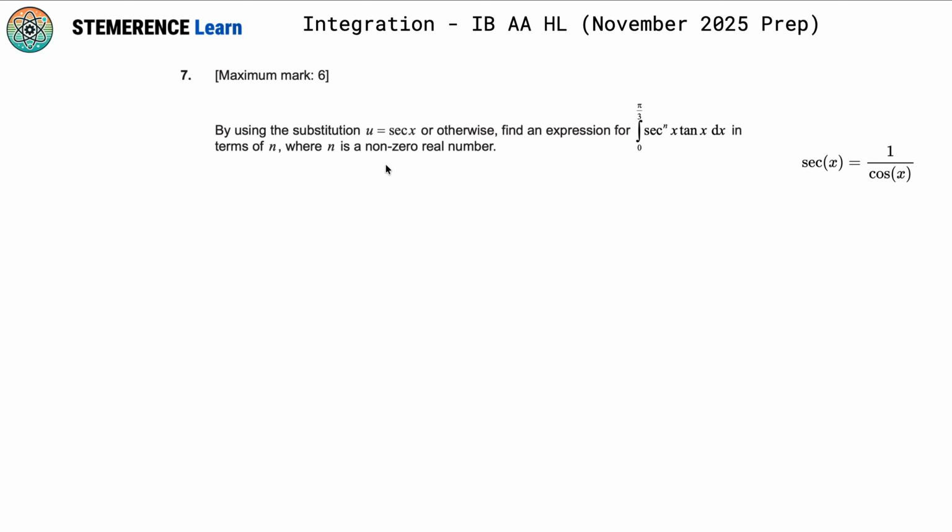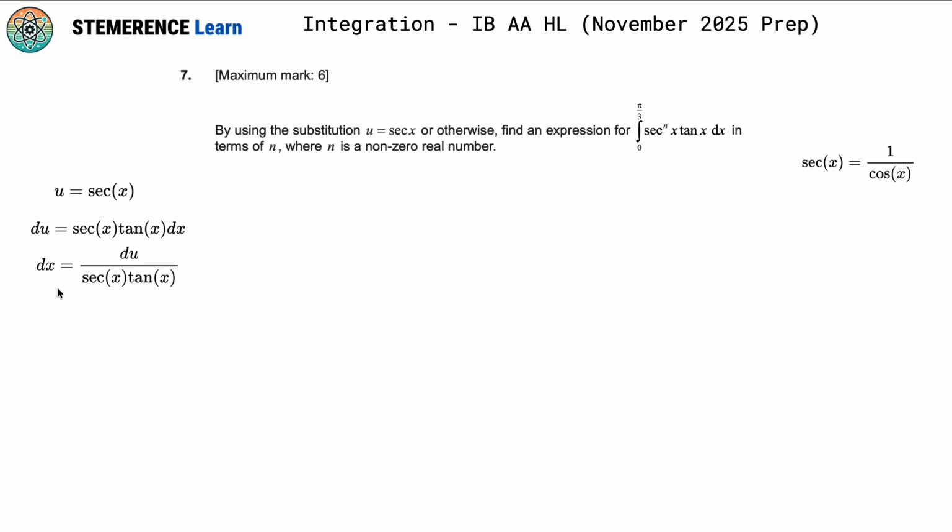The first step over here is to first differentiate both sides of this equation. So we get du equals secant of x times tan of x with respect to x over here, and then we can divide both sides by secant of x times tan of x to isolate the dx, with the goal basically trying to get this whole integral to be in terms of u, and then simplifying it as much as possible until we get an expression in terms of n.